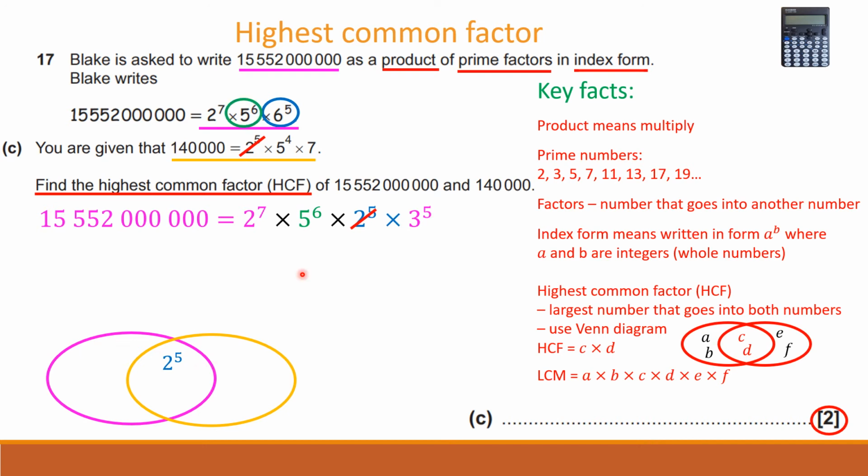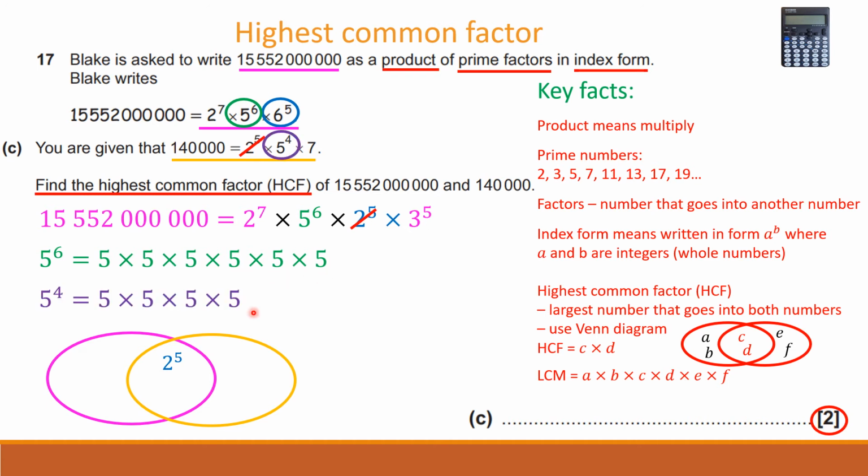We're now going to look at 5 to the power of 6. Now this one has got a 5 to the power of 6, and here we've got 5 to the power of 4. So if I write down what 5 to the power of 6 means, it means 5 times 5 times 5 times 5 times 5 times 5. And 5 to the power of 4 means 5 times 5 times 5 times 5. So this is 6 times, and this is 4 times.